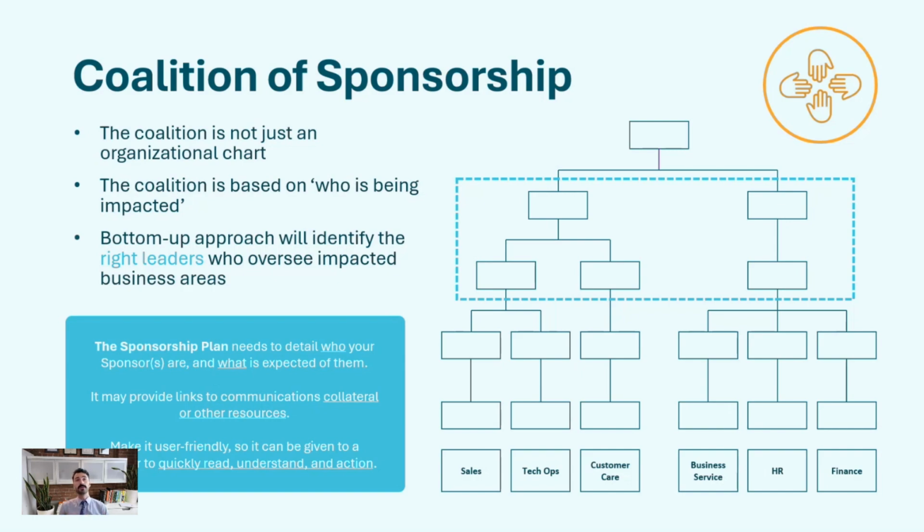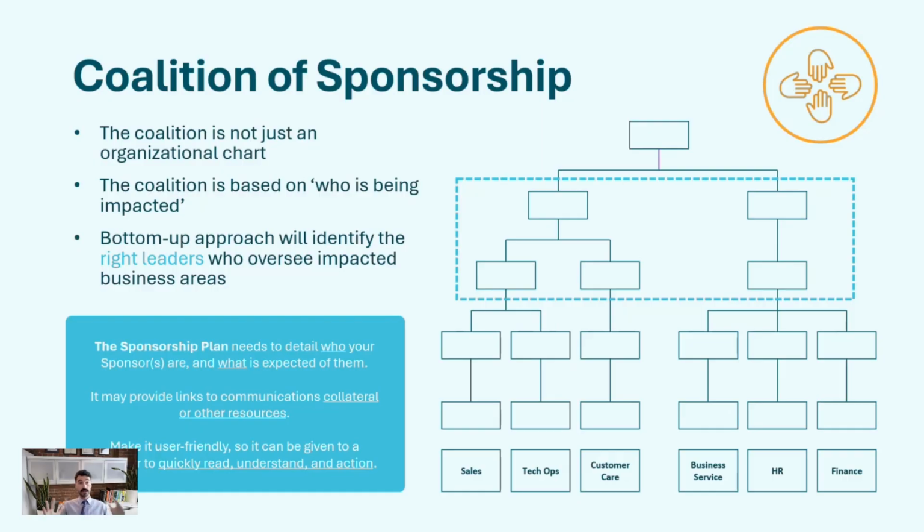With this coalition of sponsorship, you need to keep it a manageable size as well. You want to find people at the right level where you're covering all your bases, without having 100 people that are part of this coalition. It's based on who is being impacted. It is not necessarily your org chart. You need to do some analysis and map this out, and it might look a little different from your org chart. But again, start from the bottom up, looking at who's impacted at your broad level of stakeholders, and then roll that up to identify those leaders who have influence and direction over those groups. That's who you flag to be in your coalition of sponsorship.